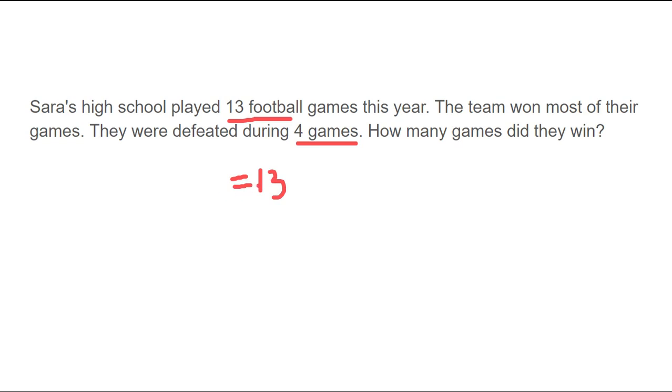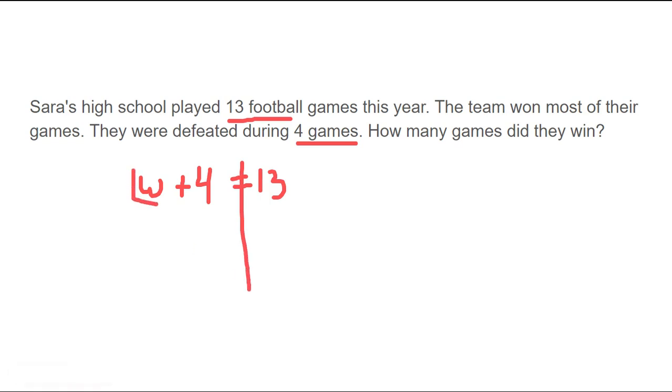Now, you could probably just think, all right, 13 minus 4. But we have to put an equation to it. So I'm going to use W to represent wins. And in this case, I'm going to do W plus 4 equals 13 because 4 represents the number of games that they lost. W represents the number of games that they won. So how many they won plus how many they lost gives me the total number of games that they played all year.